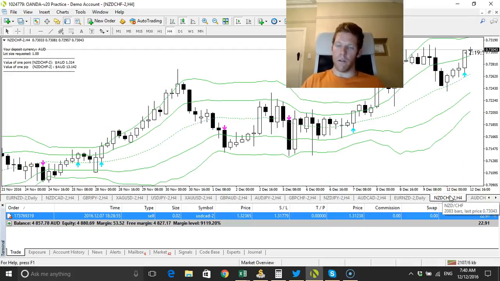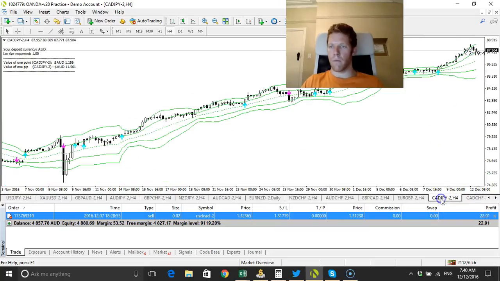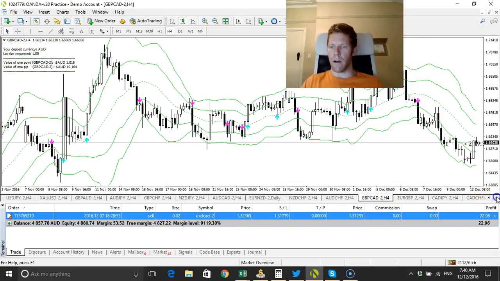And you obviously don't want two trades in correlating pairs. So this is quite similar. The NZ and the Australian dollar are very similar. What else was there? That's about it. That really did catch my eye.